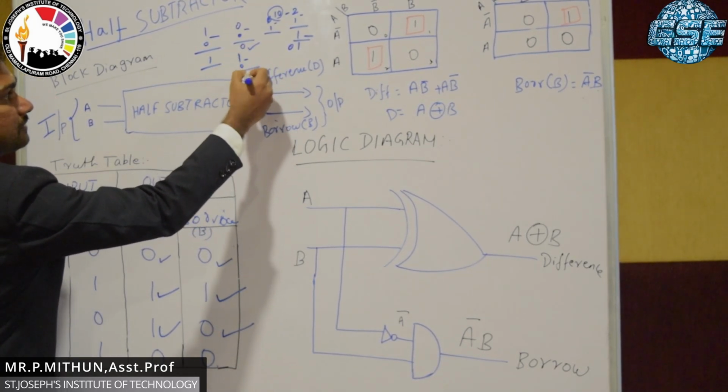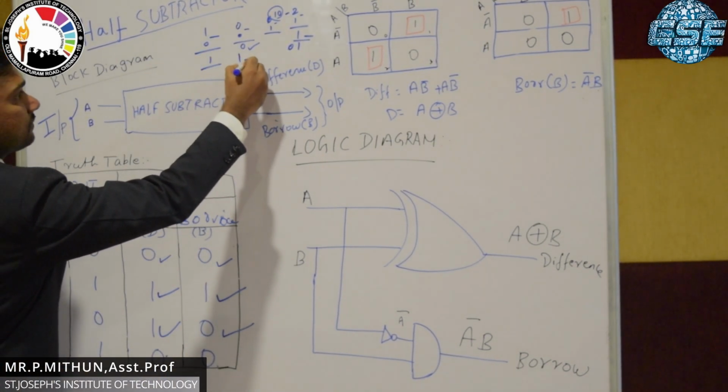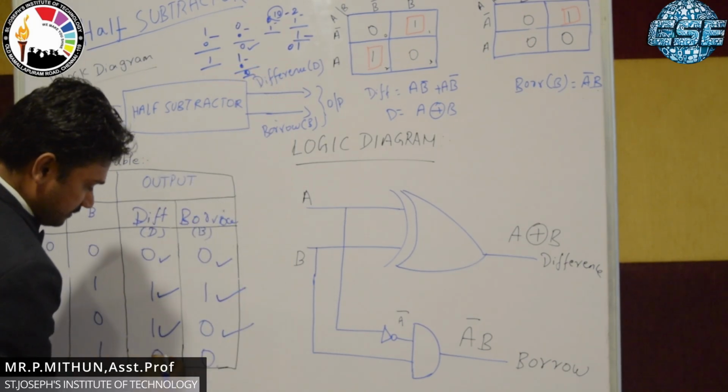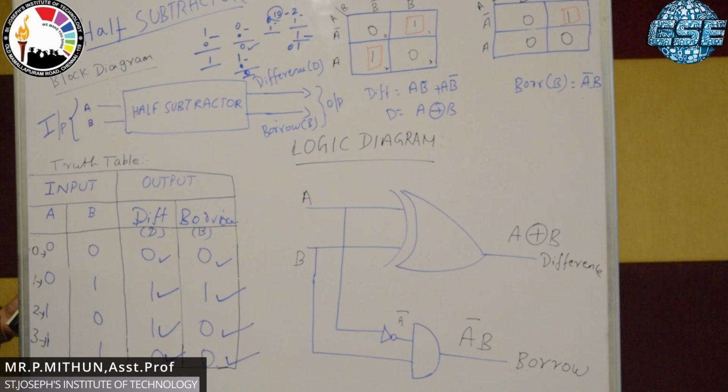As 1 minus 0 is 1. So you want to put 1 minus 1. Okay? 1 minus 1, it should be 0. So put difference as 0, and there is no need of borrow in this. So we put 0 in the borrow table.